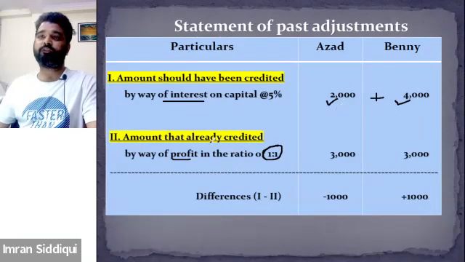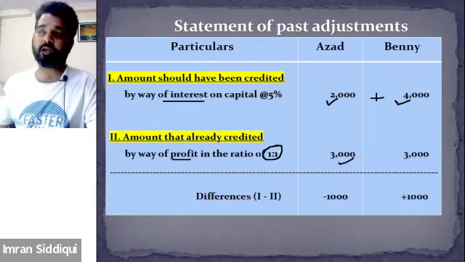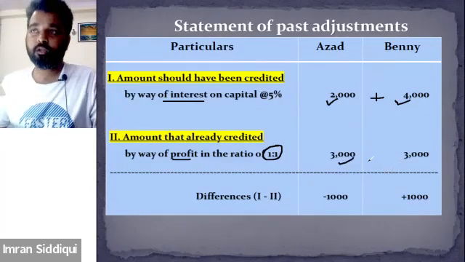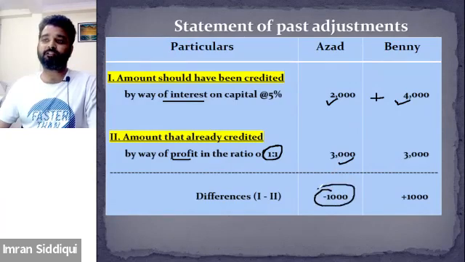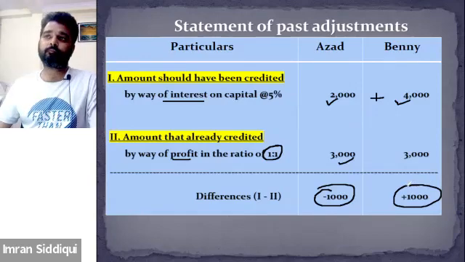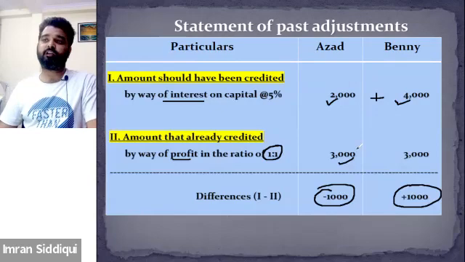But the same amount, 2,000 plus 4,000, we have divided considering it as a profit in the equal ratio. So now we will write down the amount that has already been credited. This amount has already been credited by way of profit, and the profit must have been divided among the partners in the equal ratio since they are equal partners. So 3,000 must have been shared by both these partners equally. Now, when we find out the difference, we come to the conclusion that Azad, who should have actually got 2,000 only, got 3,000 due to the mistake, and Benny, who should have got 4,000, only got 3,000. That means Azad will have to pay the 1,000 that he received extra, and Benny will be compensated 1,000 more out of Azad's account. So we will be passing the general entry like this.